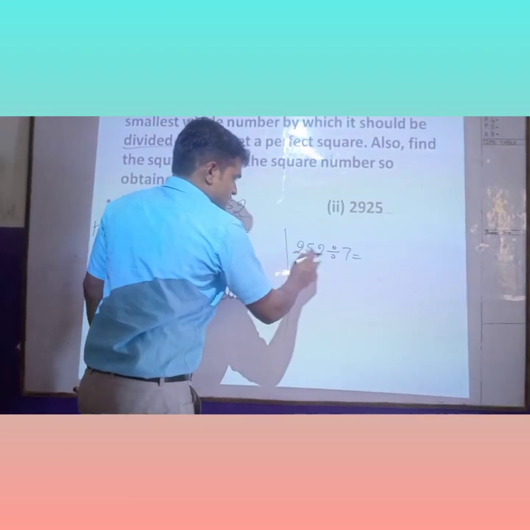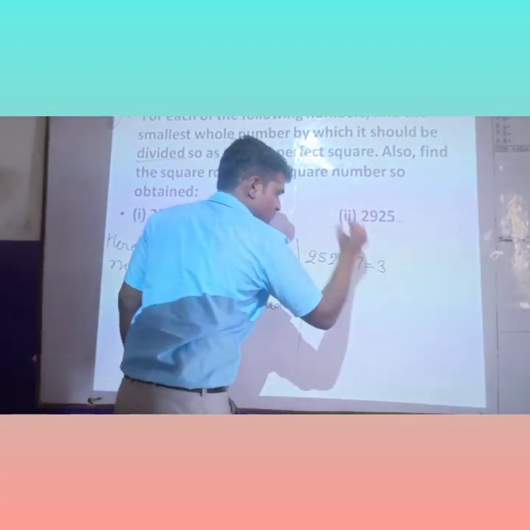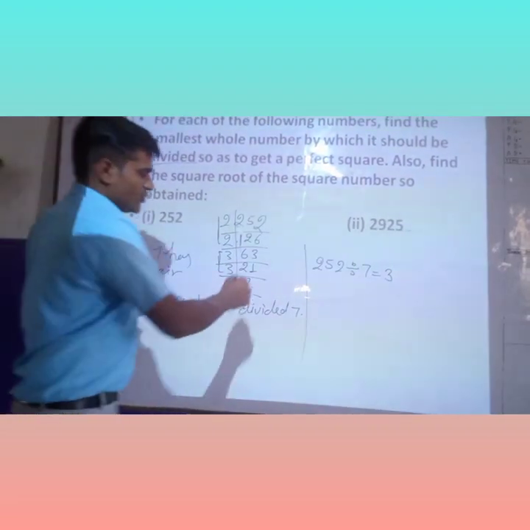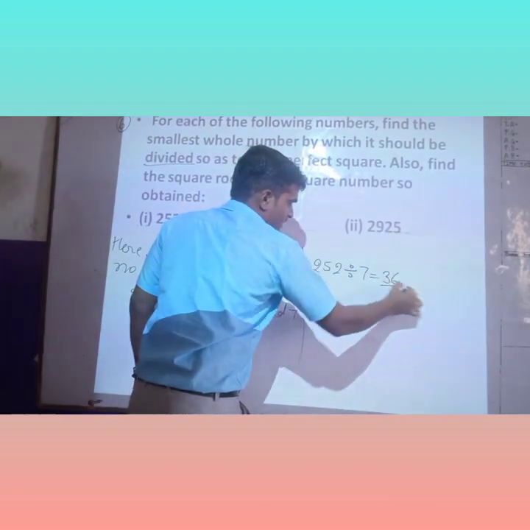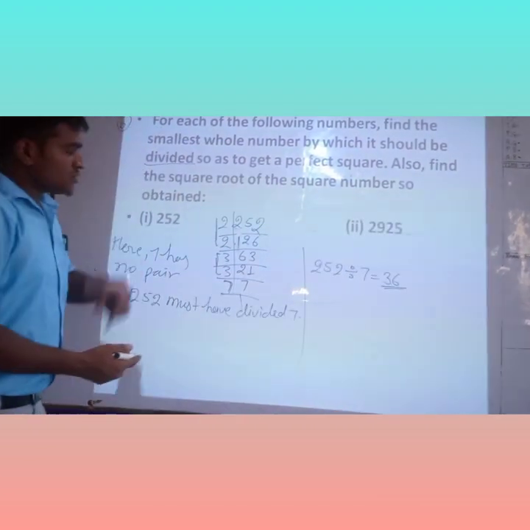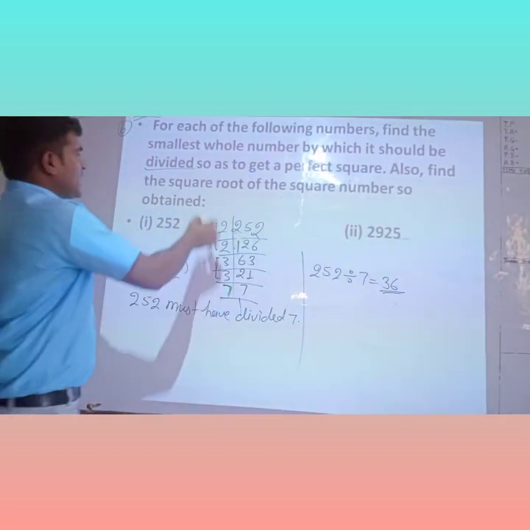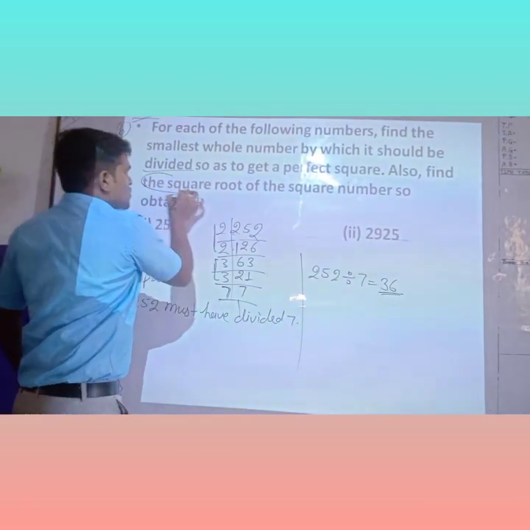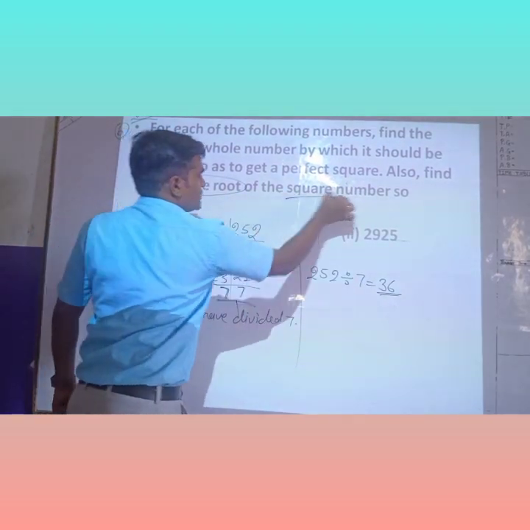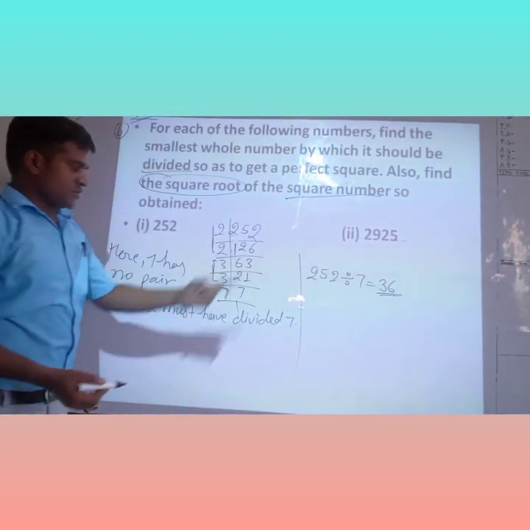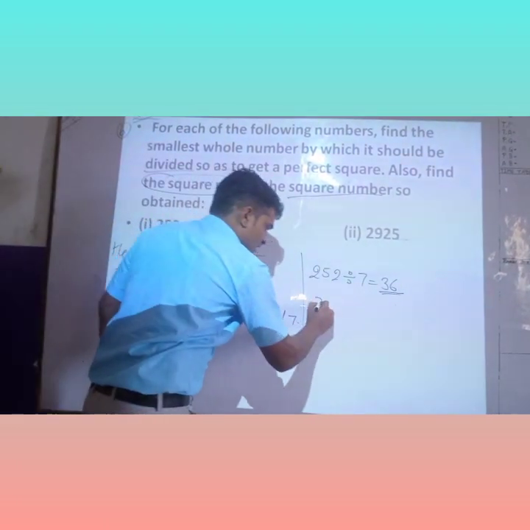Divided by 7, 7 threes are 21, 7 sixes are 42, so we get 36. So 36 is a perfect square number, but we have to find the square root of the number so far. So 36, we have to find the square root of 36.